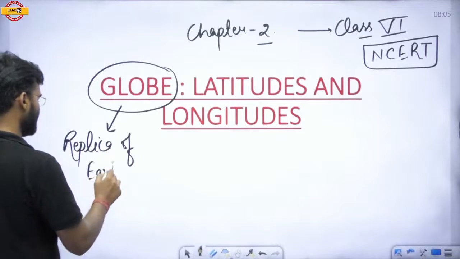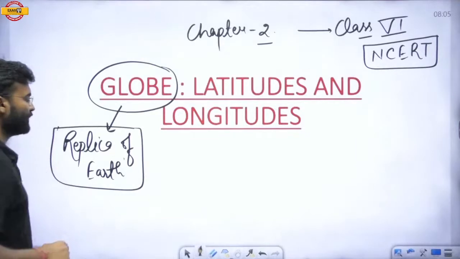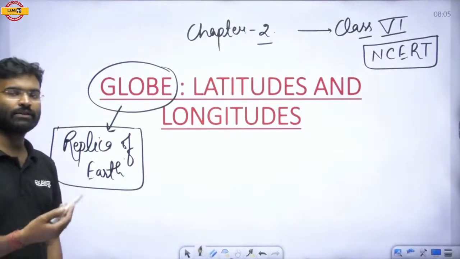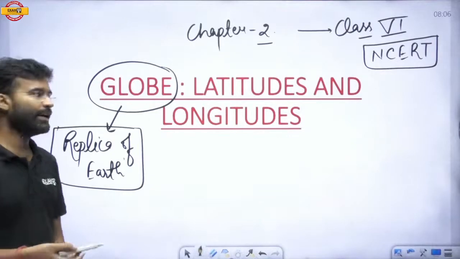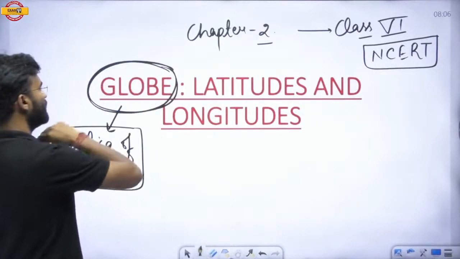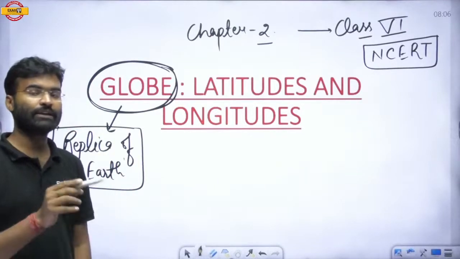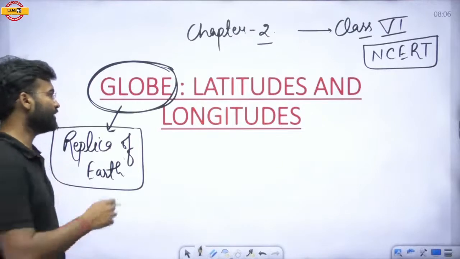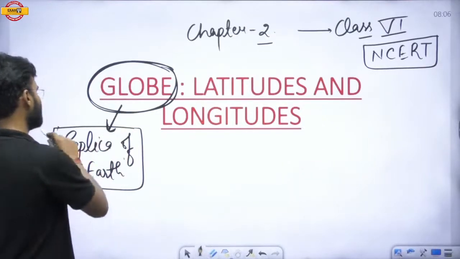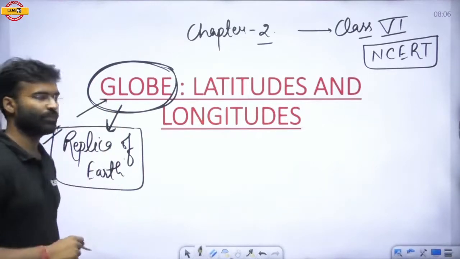We make a structure that looks like the Earth, and that replica of the Earth is called the globe. If you want to understand any concept that is related to the Earth, you can understand that concept on this replica, and that particular replica is known as the globe.